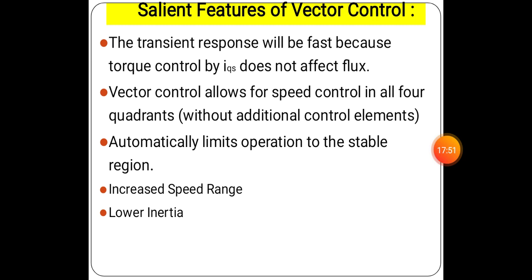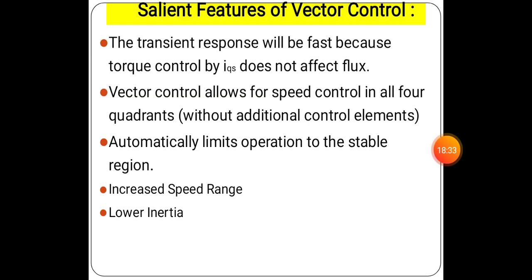Now the salient features of the vector control method: the transient response will be fast because the torque control by IQS does not affect the flux. That means these do not affect each other, they are separately controlled. Then the vector control allows speed control in all four quadrants without additional control elements. That means we can use the vector control method in all four quadrants without using any additional devices.